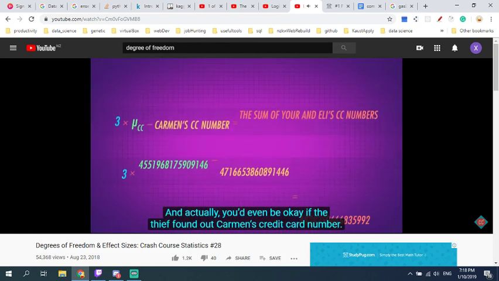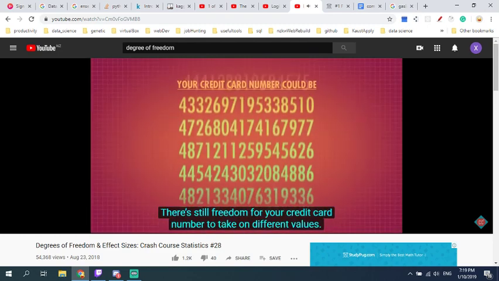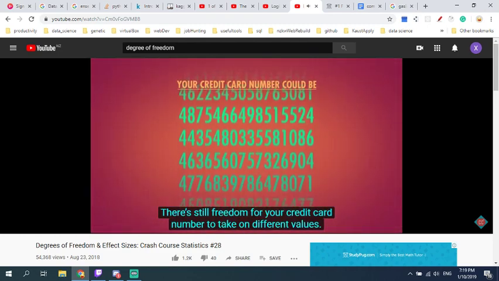And actually, you'd even be okay if the thief found out Carmen's credit card number. At that point, they could figure out the sum or mean of your and your other friend Eli's cards, but they still couldn't tell what your exact number was. There's still freedom for your credit card number to take on different values. It could be any of these.